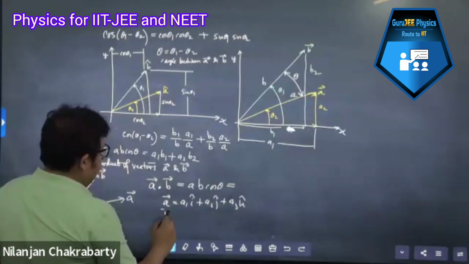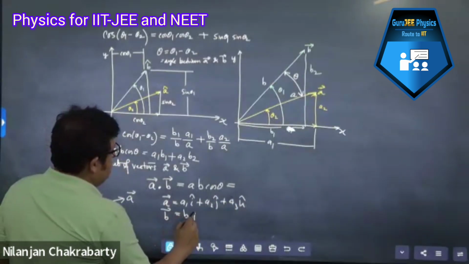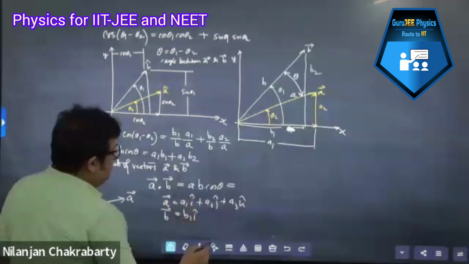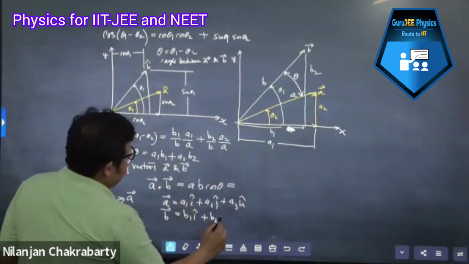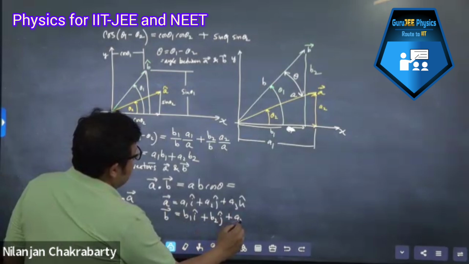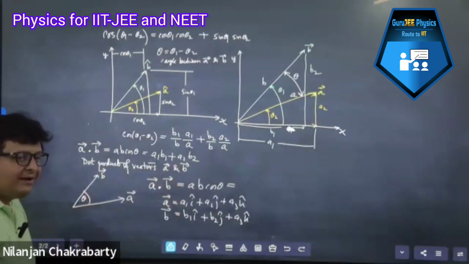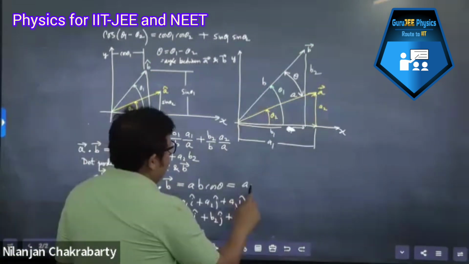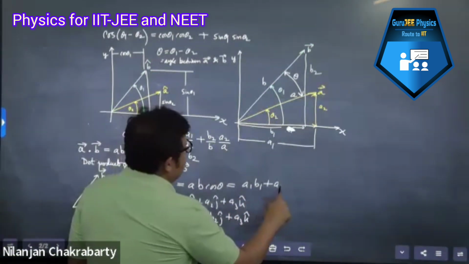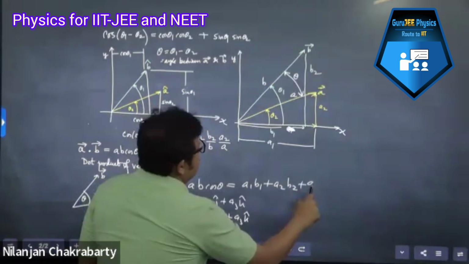No worry, na? Now B is equal to, see, we have done it for 2D, it will be true for 3D also. Okay, what will be that? What is AB cos theta? Yeah, A1 B1 plus A2 B2 plus A3 B3.